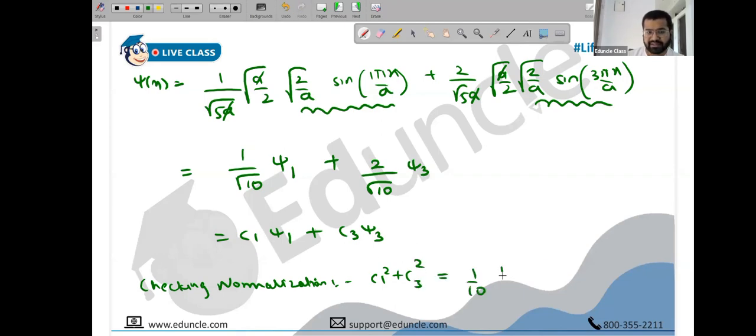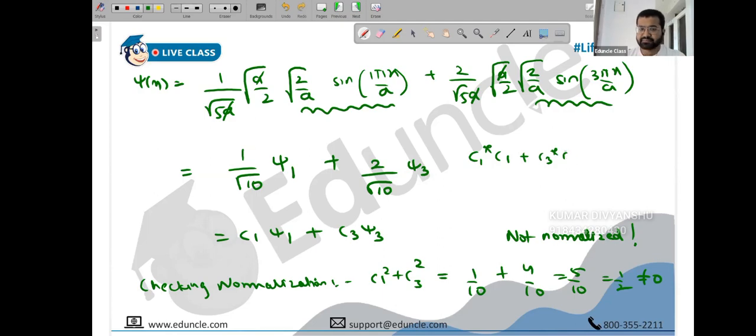So C1 square, that's 1 by 10. C3 square, that's 4 by 10. So this is 5 by 10, people, which is 1 by 2. So no, it's not equal to 1. It's not normalized. Copy, please. By the way, I've written C1 square, C3 square. Technically, I hope you remember you're supposed to write C1 star C1 and C3 star C3.